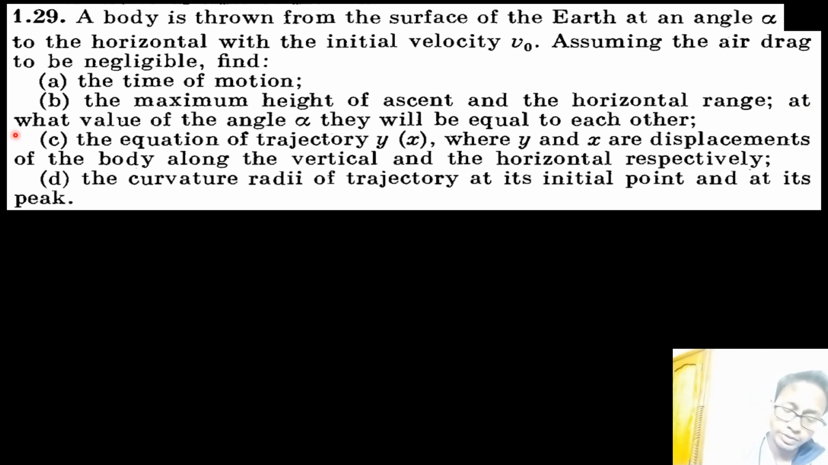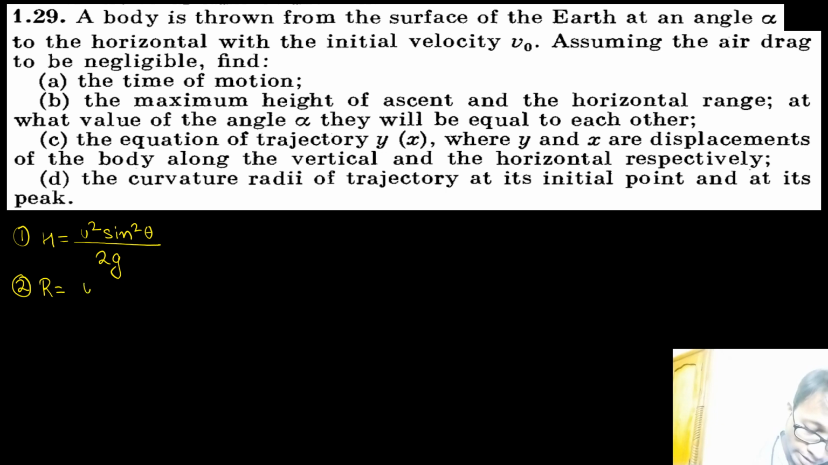Now see the second part of the question. At what value of angle alpha, or theta that we used in the question, will they be equal to each other? That means what is the value of theta when the maximum height and the maximum range would be equal? Okay, what is the formula for maximum height? U square sine square theta by 2g. And what is the formula for maximum range? U square sine 2 theta by g. Okay, so when is maximum height equal to range?